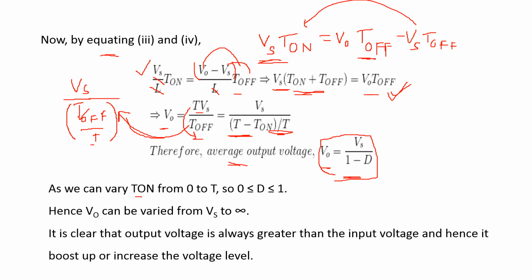Now by varying the T on from 0 to T, we get the duty cycle range from 0 to 1. Now substitute the duty cycle value in this expression. Then we get the average output voltage, which varies from Vs to infinity. So it is clear that the output voltage of the chopper is always greater than the input voltage. So it is called the step up chopper. This is about the step up chopper derivation of average output voltage.